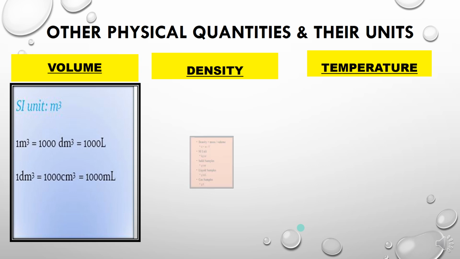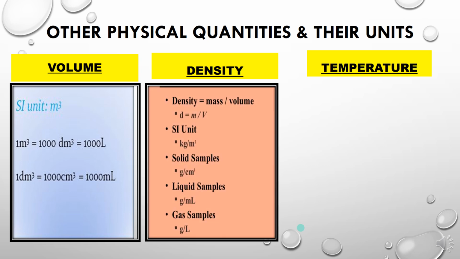Next is the density. Density is the mass per unit volume, and as you can see the formula of the density, if you put the units of mass and volume, you can say that the SI unit of density is kilogram per meter cube. But in chemistry, we generally use smaller units. For solids, we use gram per centimeter cube, and for liquid samples, we can use gram per milliliter, or for gaseous samples, we can use gram per liter as well. That we'll discuss in further chapters.